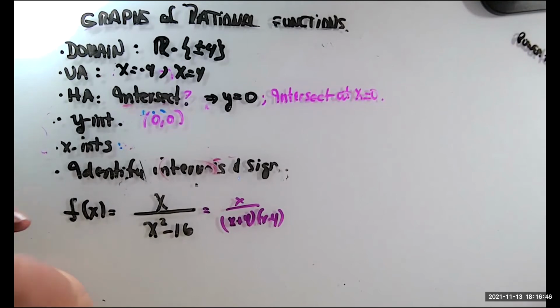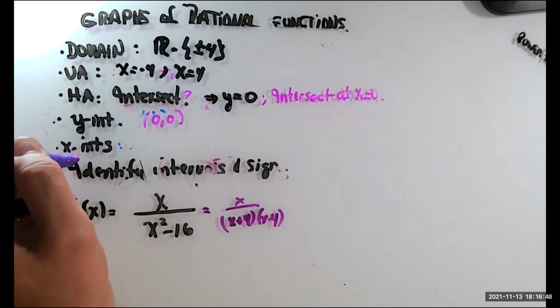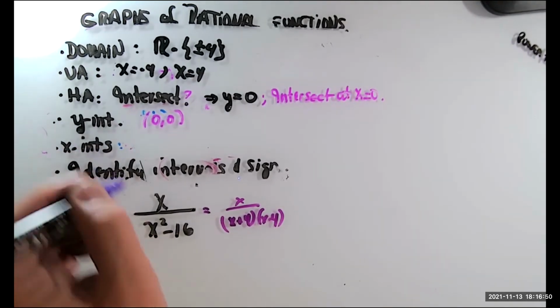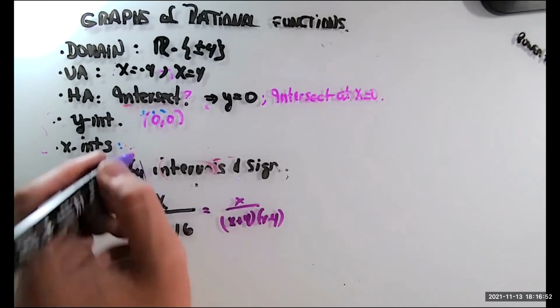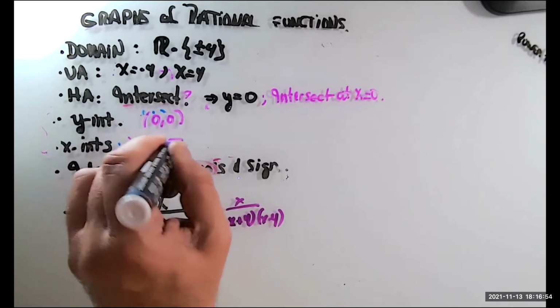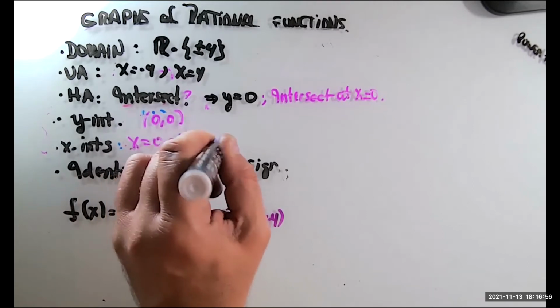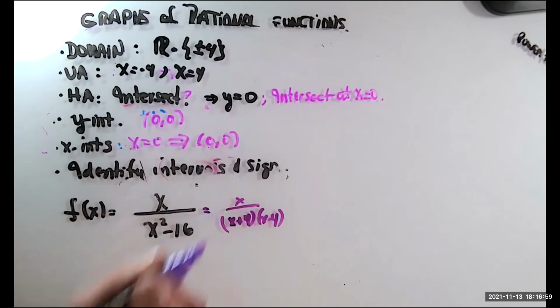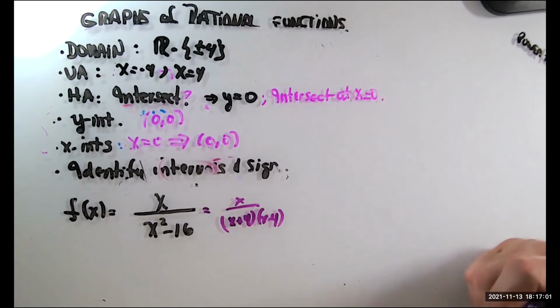So the y-intercept is indeed 0, 0. Oh, the origin, okay. And how do I find the x-intercept? The origin. So we make the numerator equal 0, so x equals 0. In other words, the origin, as we knew it many times, is part of the graph. And now we are ready to identify the intervals.